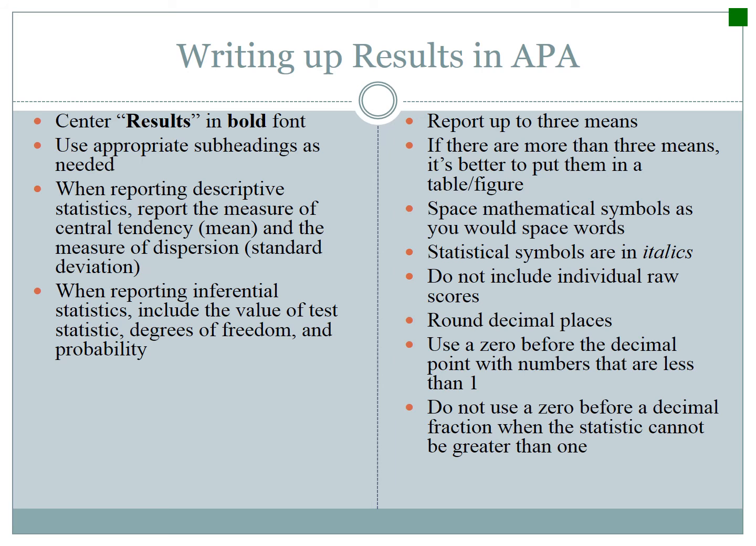Space mathematical symbols as you would space words. Statistical symbols are in italics. Do not include individual raw scores. When it comes to decimal places, make sure to round them. Use a 0 before the decimal point with numbers that are less than 1. Do not use a 0 before a decimal fraction when the statistic cannot be greater than 1.